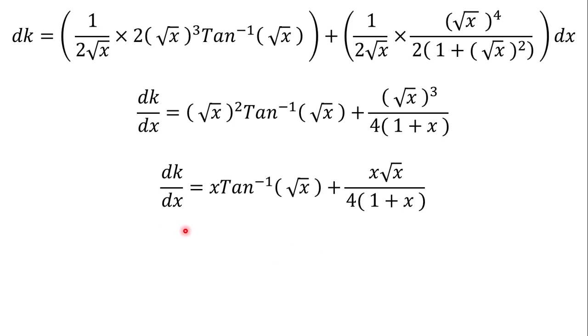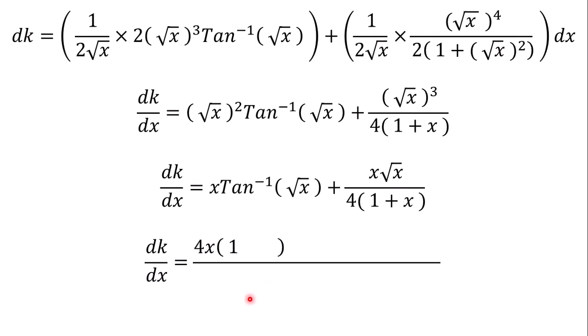So this is the answer to the A part, but I think let's make it a single fraction. Let's write it as a single fraction. So to write it as a single fraction, the LCM is what? This one. So we just multiply this one by the whole of this, and then we add this one. So when you do that, this is what you're going to get.